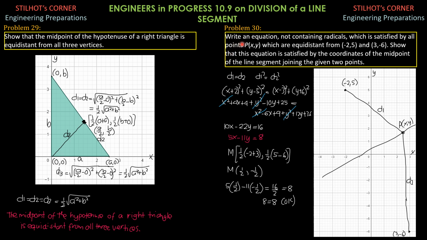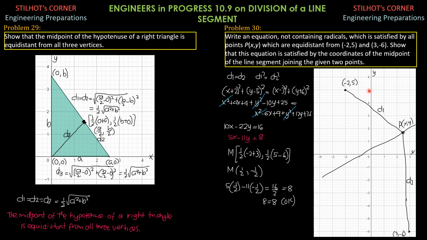Problem 30: write an equation not containing radicals which is satisfied by all points P at x, comma y, which are equidistant from quantity negative 2, comma 5 and 3, comma negative 6. Show that this equation is satisfied by the coordinates of the midpoint of the line segment joining the given 2 points. So first, let's focus on the first part.